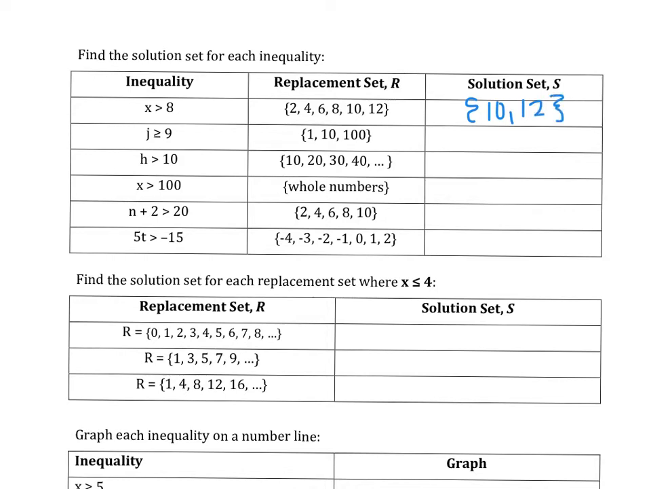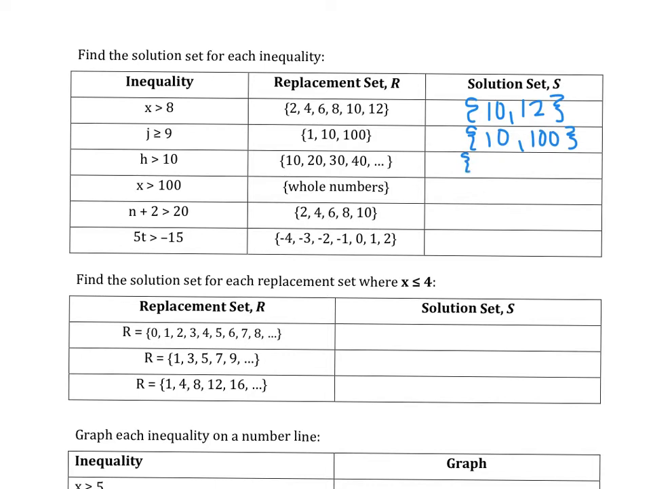And the next one, j is greater than or equal to 9. So from our replacement set, anything that is greater than or equal to 9. So that would be 10 and 100. That's our solution set. H is greater than 10, so it would be 20.